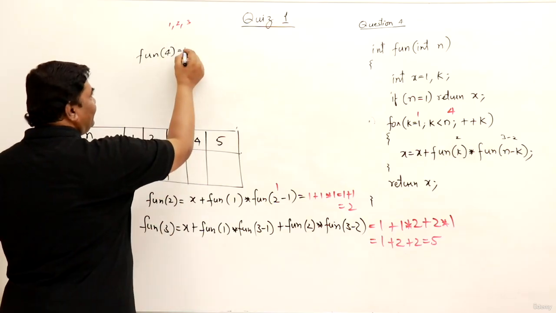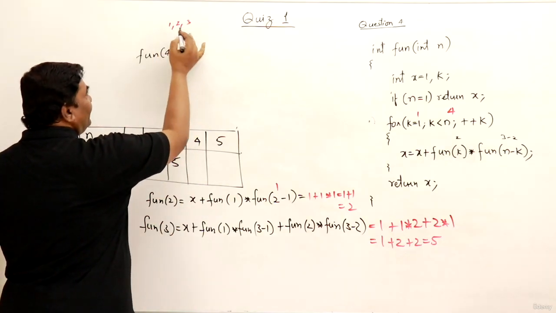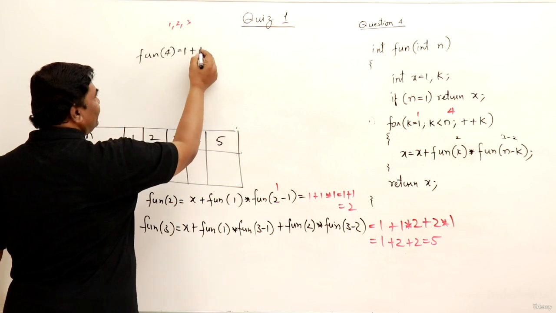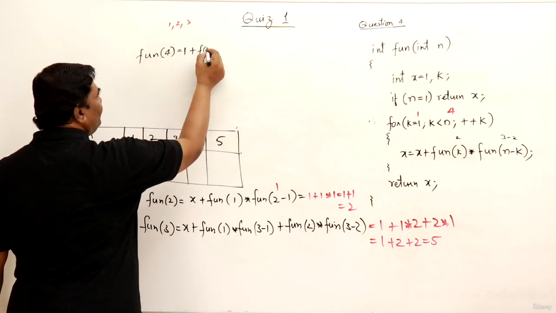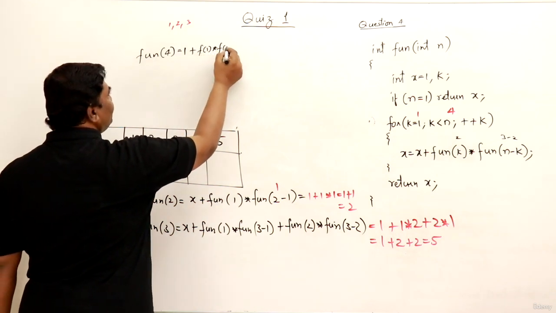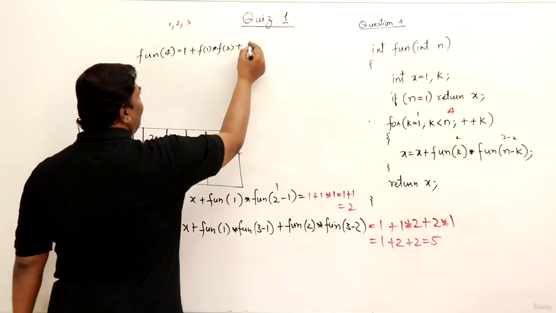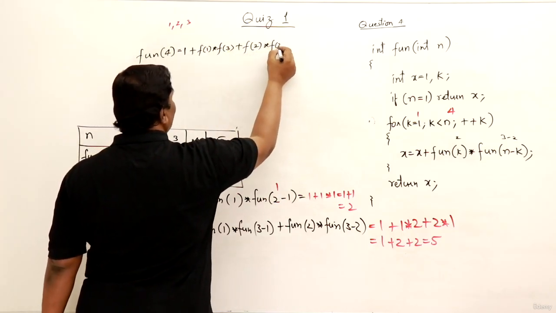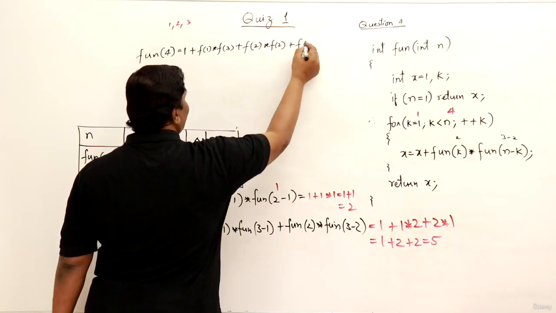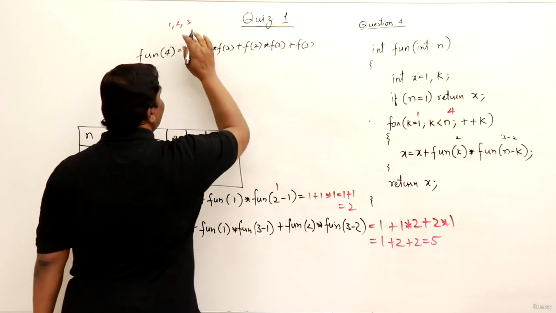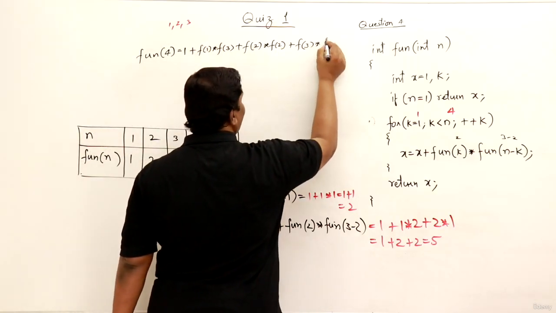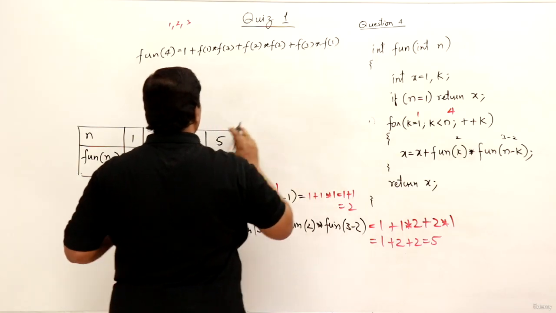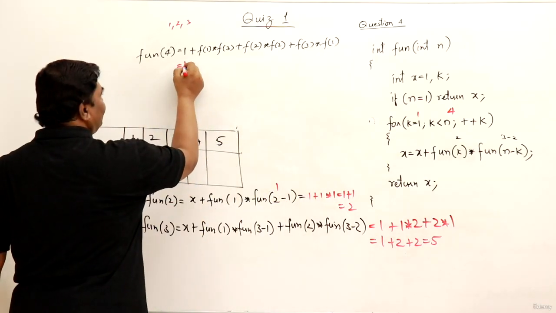So let us start. X is 1. First time fun of 1 into fun of 4 minus 1. 4 minus 1 is 3. Plus fun of k where k is 2 now, so into fun of 4 minus 2, which is 2. Plus fun of 3, k is 3 right now, so fun of 4 minus 3 is 1. So how much is this? Let us add this. This is 1.